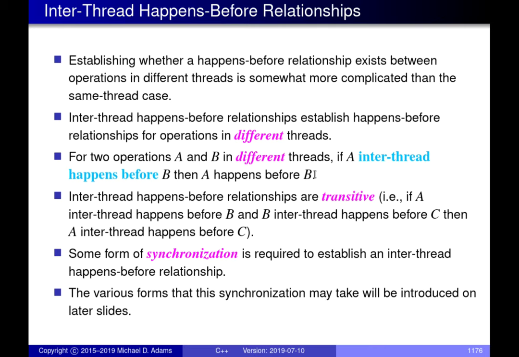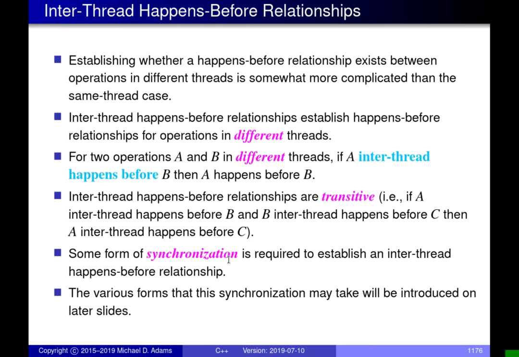So effectively, this is a way of saying we have operations in two different threads and one is happening before the other. It's like a happens before relationship, but it's between things happening in two different threads. Inter-thread happens before relationships are transitive. So if A inter-thread happens before B and B inter-thread happens before C, then A inter-thread happens before C, which is kind of the intuitive sense that you would have of how things would behave.